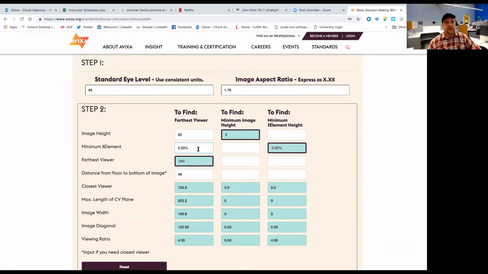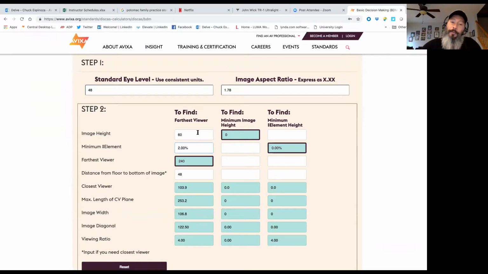Okay. So if I have 2% of overall element height, it gives me 4 times the viewing ratio. 3% gives me 6 times. 4%, of course, gives me 8 times. But now we have things like 2.5%, which is 5 times. So we can get a little bit more granular in our measurements. Okay. So you want to go top to bottom of that column. You don't want to read across. You want to read top to bottom.